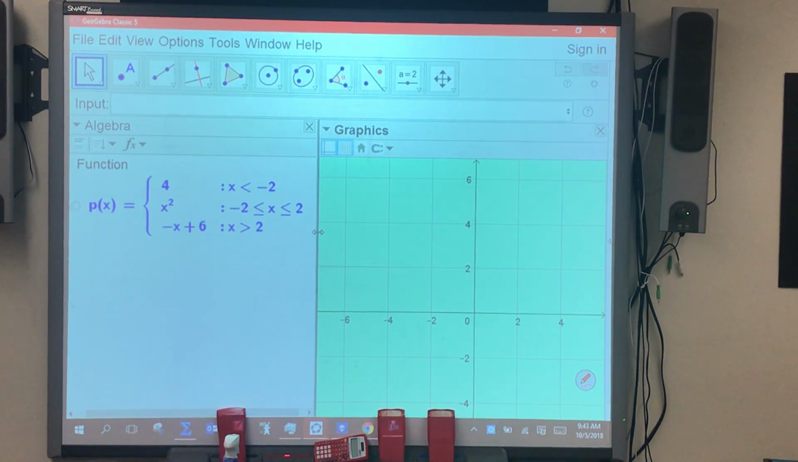So I read this, the first one, like I said, is that if x is less than -2, then the y value is 4. That middle one says if x is between -2 and +2 inclusive, then your y value is x squared, or you evaluate those x's at x squared. And that last one, if x is greater than 2, then you evaluate at -x+6 to get your y value. So this one is a 3-piece piecewise, and you can have as many pieces as you want.